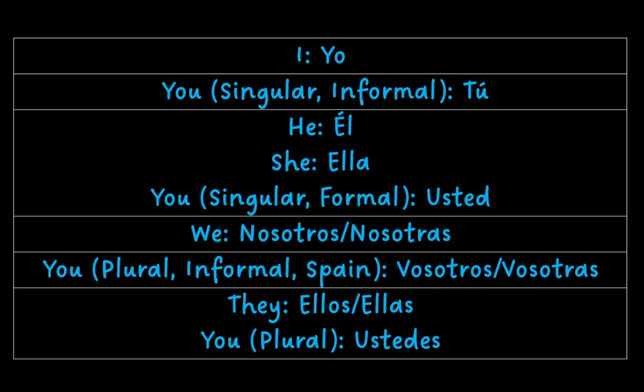However, he, she, and you, when talking to one person formally, are bunched together in the same box in this chart, and that's because they're all conjugated in the same way. The same thing goes for they and you when talking to multiple people. To a large extent, this pattern holds, and so when learning to conjugate verbs, you'll often learn the 6 different forms that correspond to these 6 pronoun categories.